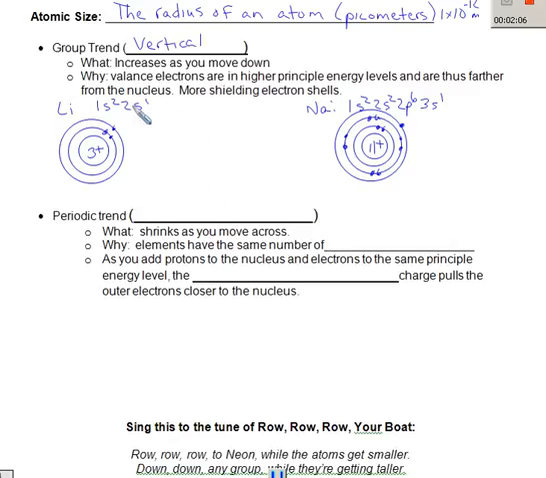Notice that as you go down from lithium to sodium, sodium is below lithium, you're going to see that the valence electrons are in higher principal energy levels, and thus they are farther from the nucleus. So as you go down a family, you're going to see the atomic size increase. So you see increase atomic radius down the families.